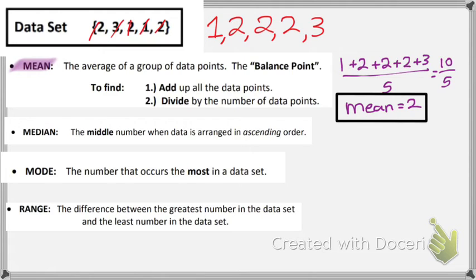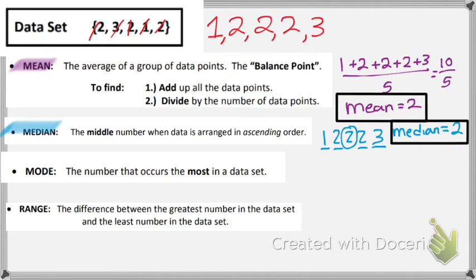Next we have the median, and let's do that in blue. Median is the middle number when the data is arranged in ascending order. We already have it in ascending order, so I'm just going to rewrite it again: 1, 2, 2, 2, 3. We're basically going to the middle, so that's going to be this 2 right there. So we can say the median is equal to 2.